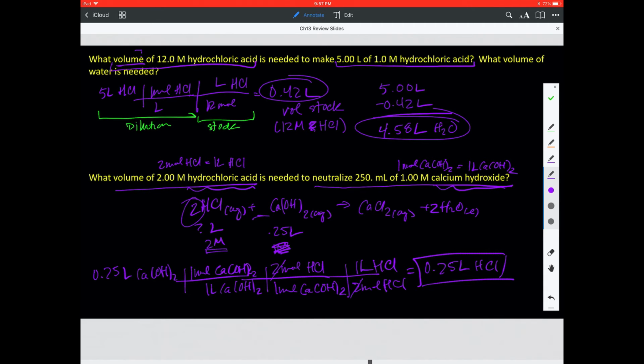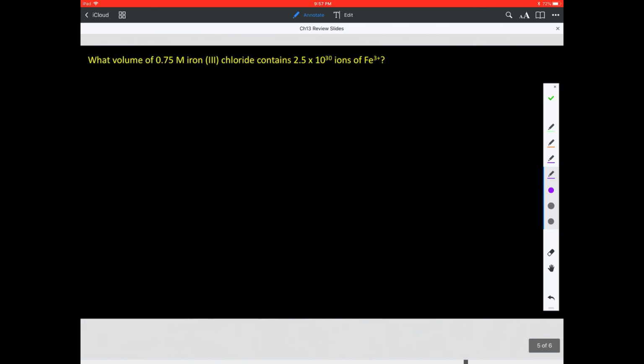Yes? All right. Next up, what volume of 0.75 molar iron 3 chloride contains 2.5 times 10 to the third ions of Fe? So here is ions of Fe. When we see this word ions, what should we be thinking? Ding, ding, ding, Avogadro's number somewhere. And here I am talking about iron 3 chloride, and my question is a volume. So, 1, I'm going to have to employ Avogadro's number. In addition, if I'm talking about iron from iron 3 chloride, what else am I going to be using?